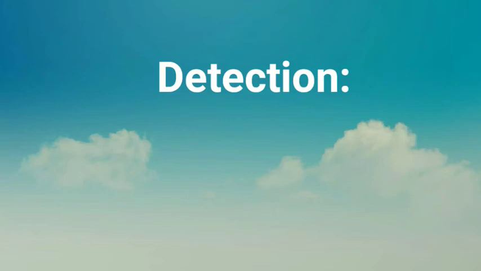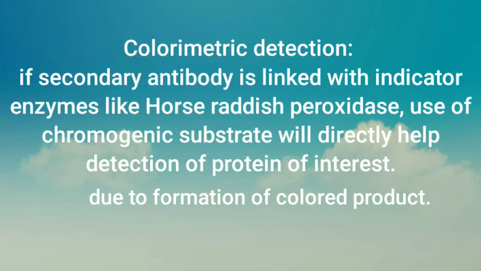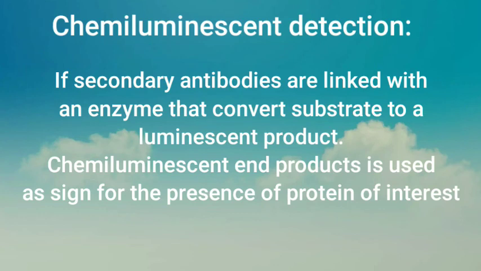The secondary antibody, which is the labeled antibody, helps in the detection. Detection might be colorimetric. If it is colorimetric detection, the secondary antibody is linked with an indicator enzyme like horseradish peroxidase. Use of a chromogenic substrate will directly help detection of the protein of interest, as the chromogenic substrate will produce a colored end product. Chemiluminescent detection: if the secondary antibodies are linked with an enzyme that converts the substrate to a luminescent product, chemiluminescent end products are the sign of presence of the protein of interest.